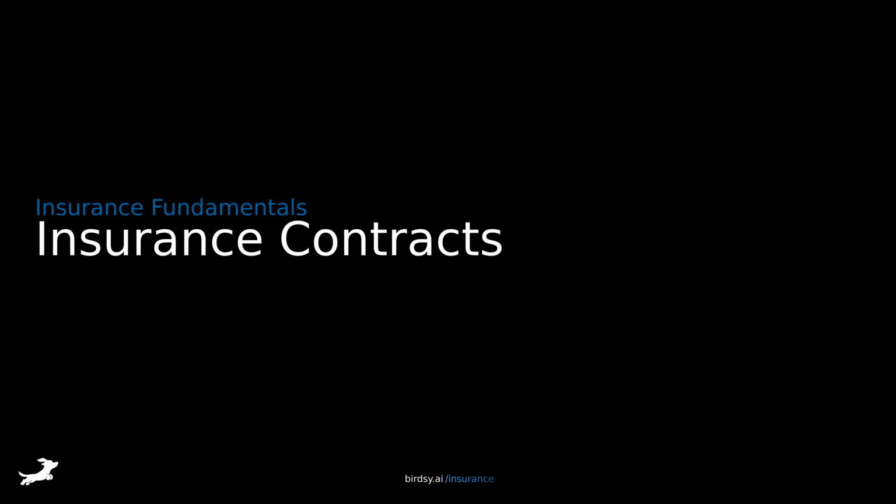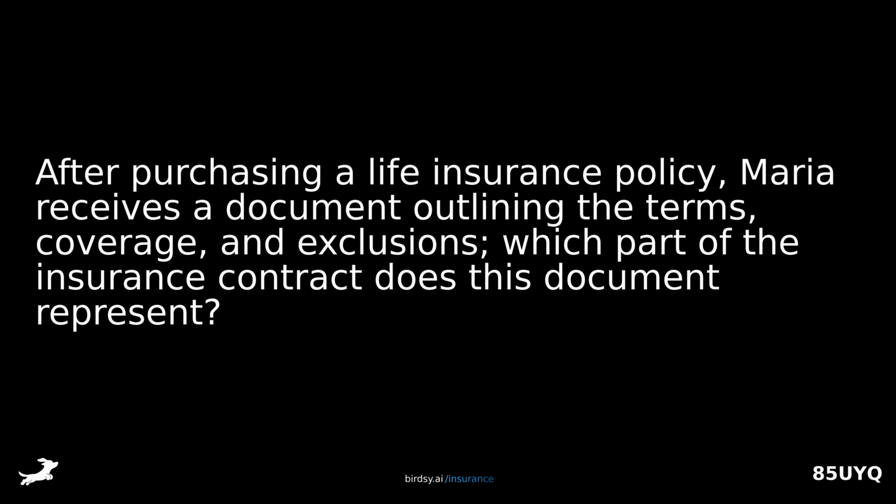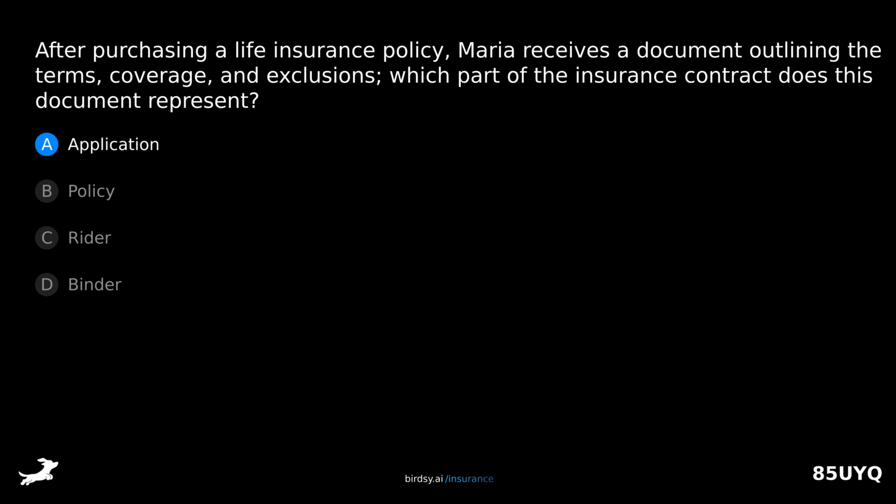Insurance contracts. After purchasing a life insurance policy, Maria receives a document outlining the terms, coverage, and exclusions. Which part of the insurance contract does this document represent? Is it A, application, B, policy, C, rider, or D, binder?